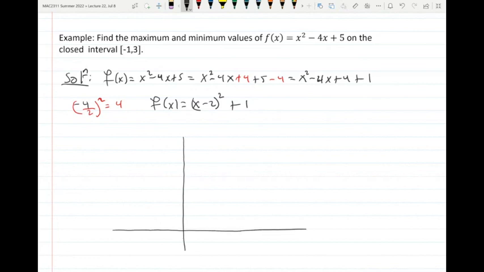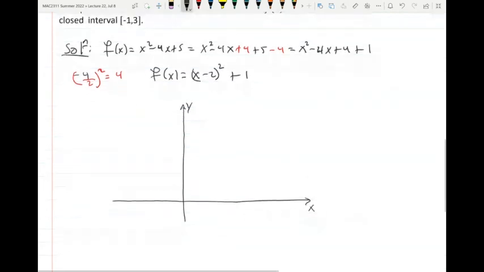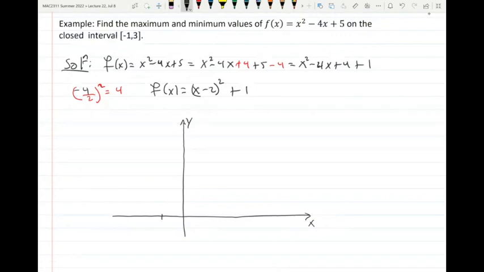Let's see. Here is x, here is y. So negative 1, and let's say here is 1, 2, 3. Let's do one more, 4. Okay, so (2, 1).